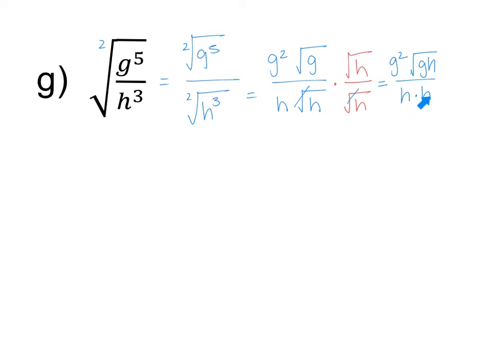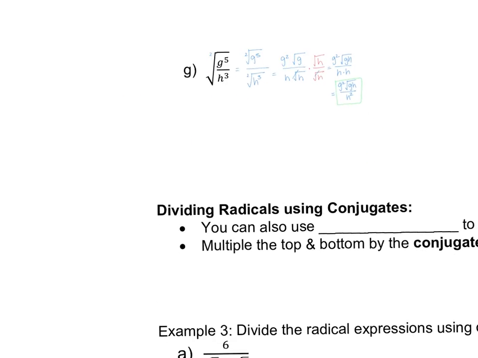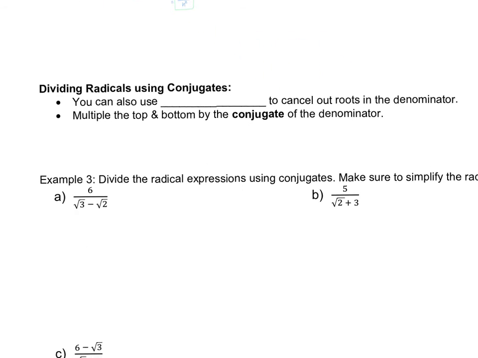Now from here, I could probably combine these two. I'll just go down since I'm running out of room. I'm going to leave the top the same, and then H times H is just going to be H squared. And that's it. That's all I could do. Can't really cancel anything out in the top and the bottom since G and H don't cancel. So that's it.